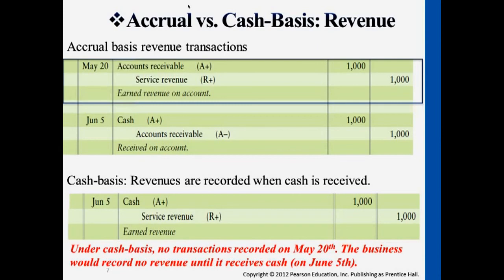Okay, so this is a revenue example. You would see accrual basis accounting have two transactions. Cash basis, only the date when cash is collected.